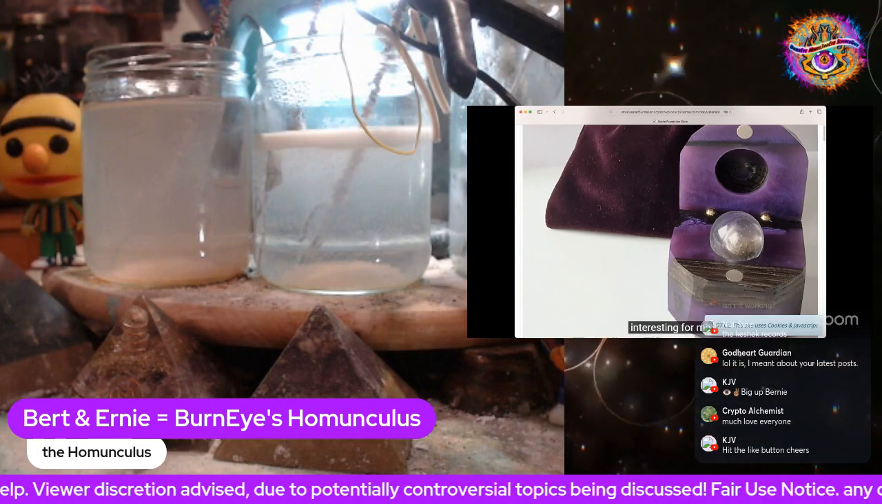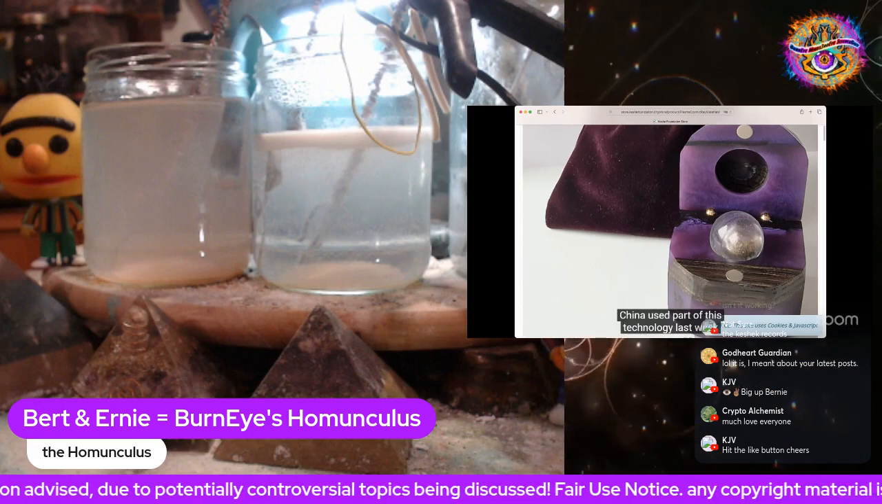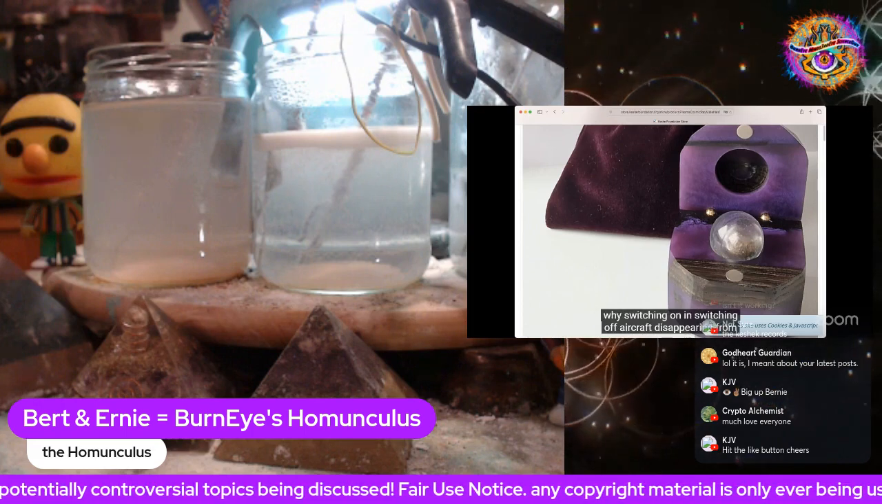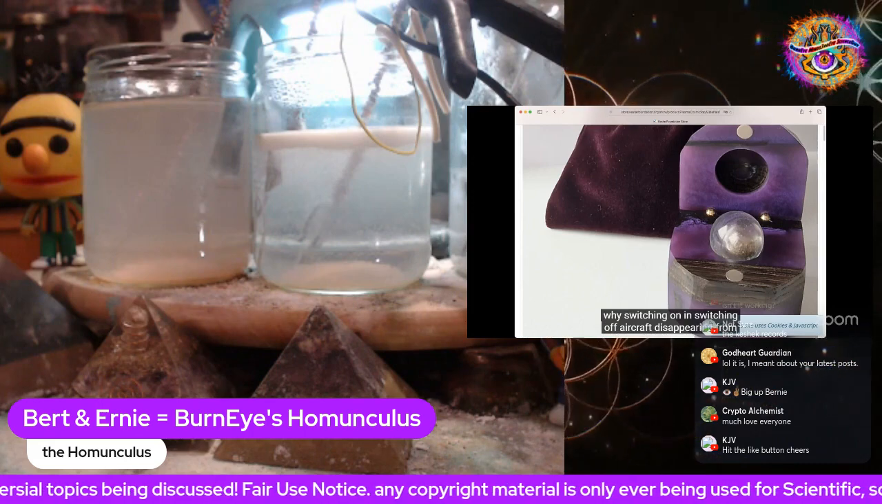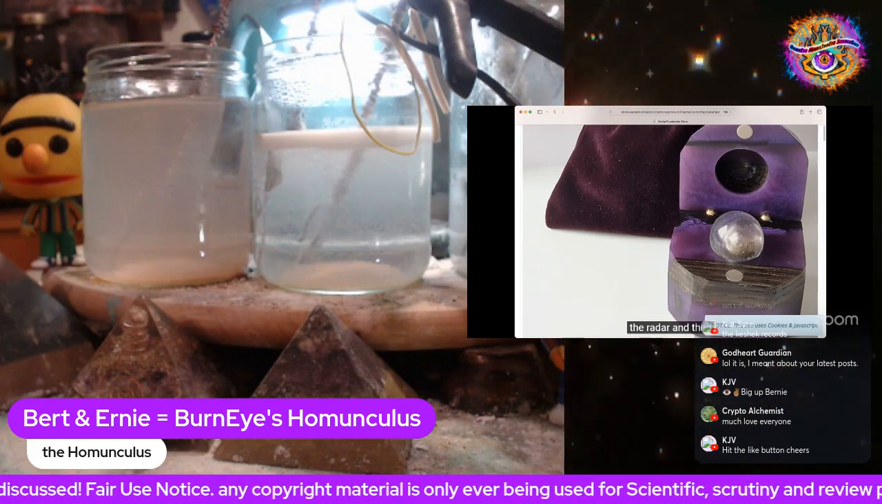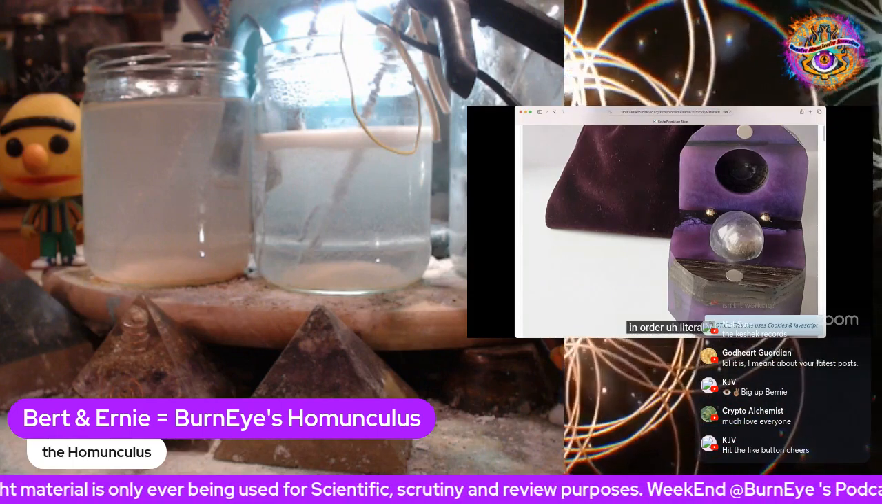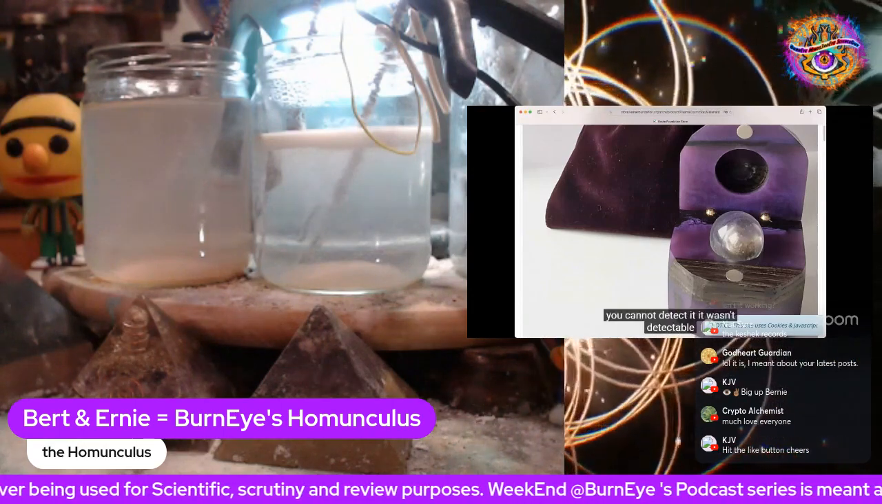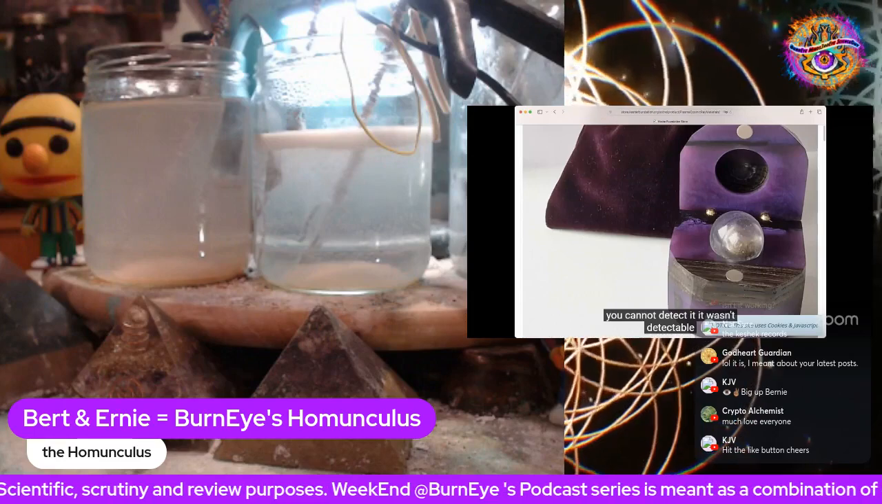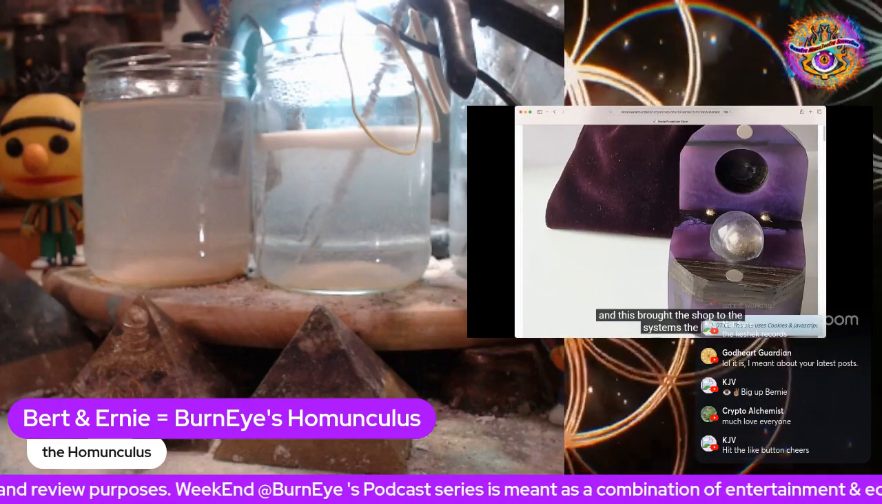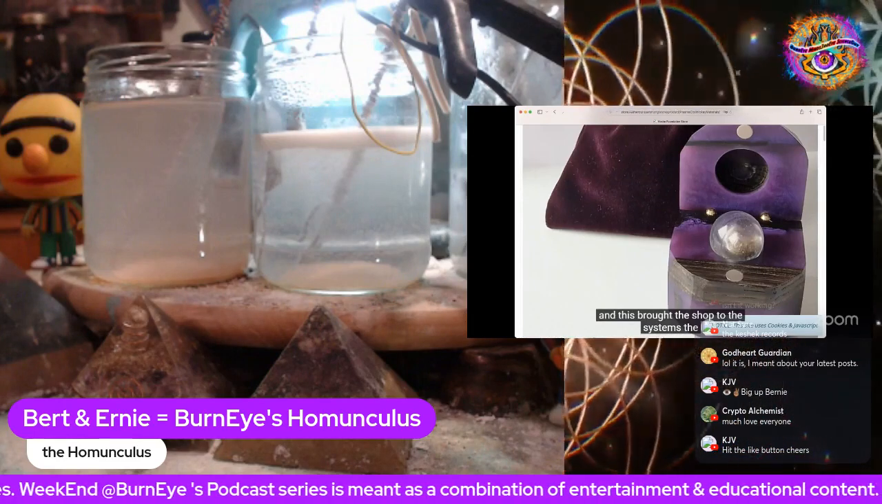China used part of this technology last week by switching on and switching off aircraft, disappearing from the radar and then appearing over Tehran. Literally, you cannot detect it. It wasn't detectable, and this brought a shock to the systems.